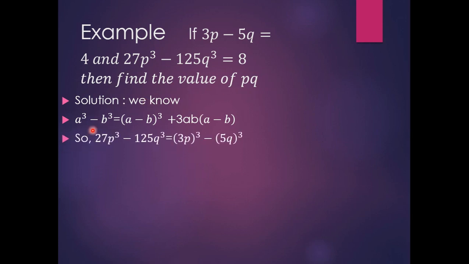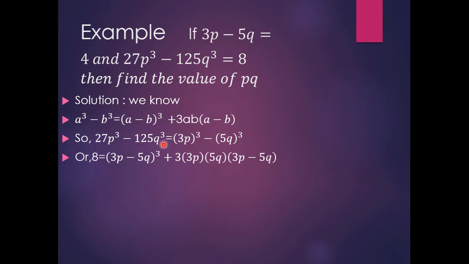So here aq minus bq is 27pq minus 125q whole cube, and in place of a we have thrice p and its whole cube, minus in place of b we have here 5q whole cube. Okay, so just now here I am writing it in the aq minus bq form. 27pq means 3p whole cube, 125q whole cube means it is 5q whole cube. So aq minus bq equals to, I will use this formula after this.